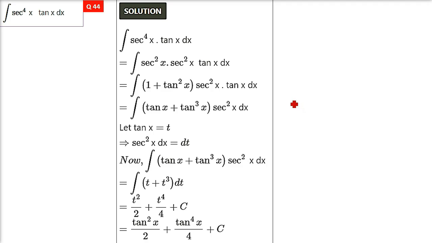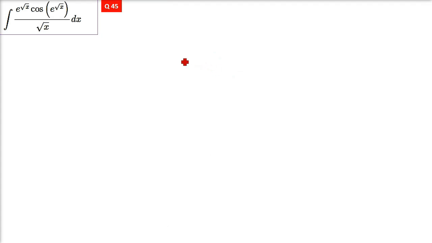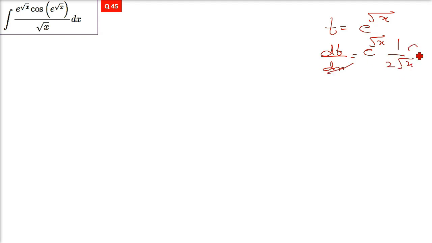If you can separate this power 4 into 2 and 2, then this will become very easy because ultimately sec square x will be 1 plus tan square x. Now this next one is a piece of cake for you. You know why? Because e root x is already there, and differentiation of root x is 1 by 2 root x. So all the content which we want is readily available. So we can just place t equals e root x. dt by dx will be e raised root x times 1 by twice root x. Dx will go here, 2 will go this side. So 2 dt is e root x by root x into dx.